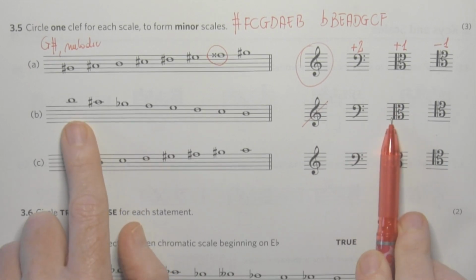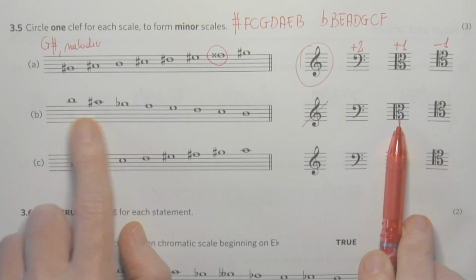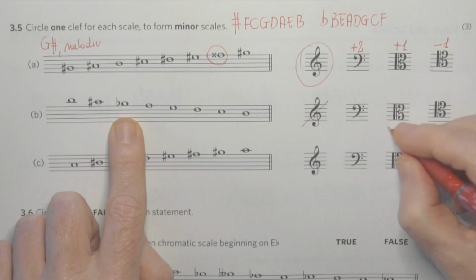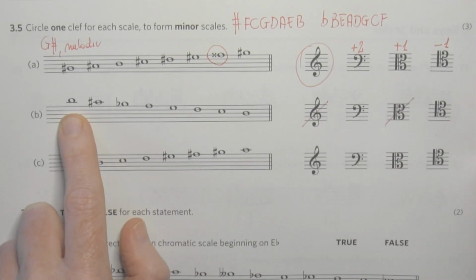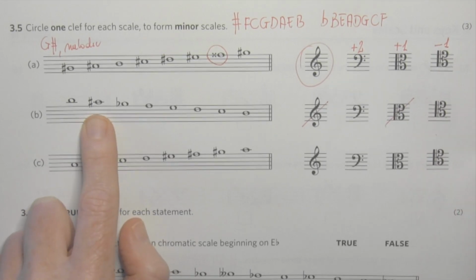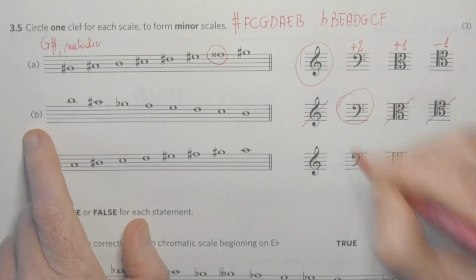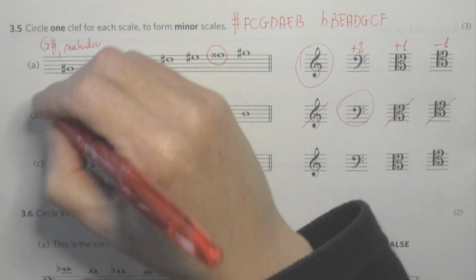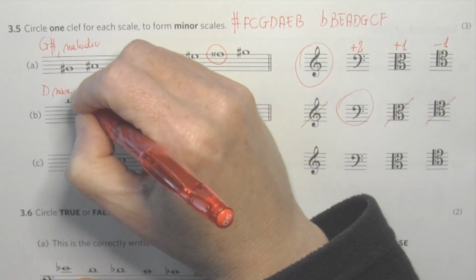Let's exclude the other ones. In the alto clef, this is B+1 is C minor. C minor has 3 flats, not 1. And in the tenor clef, this is A minor. A minor has no flats, no sharps. Now we can understand this sharp for the leading note, but not this flat. So the answer is the bass clef, and the scale is D minor harmonic.